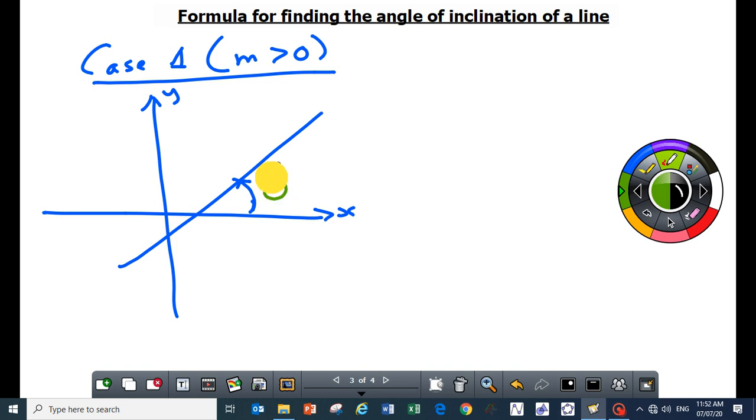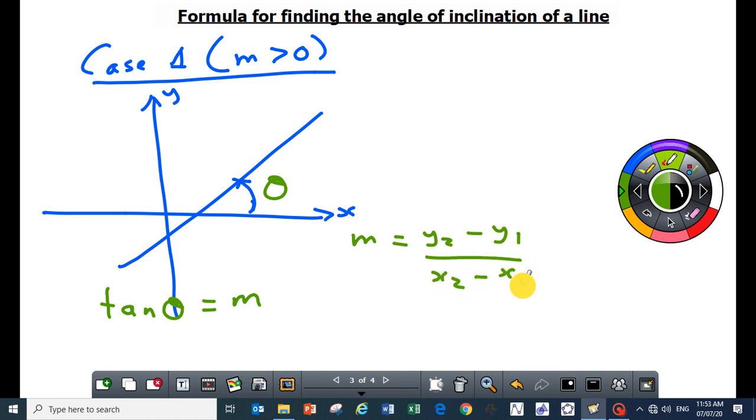Okay, so that's theta. I'm sure you are aware that if a line is slanting to your right, it means the gradient is positive, from grade 9 and 10. If you see any straight line which slants to your right, it means the gradient is positive. Now, when you've got a case like this, if you want to find the angle of inclination, the formula will be tan theta equal to m, where m is equal to y2 minus y1 over x2 minus x1. Okay, from your grade 9 and 10.